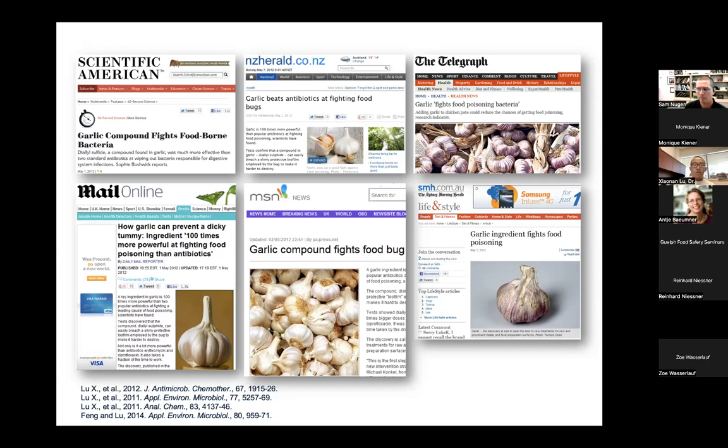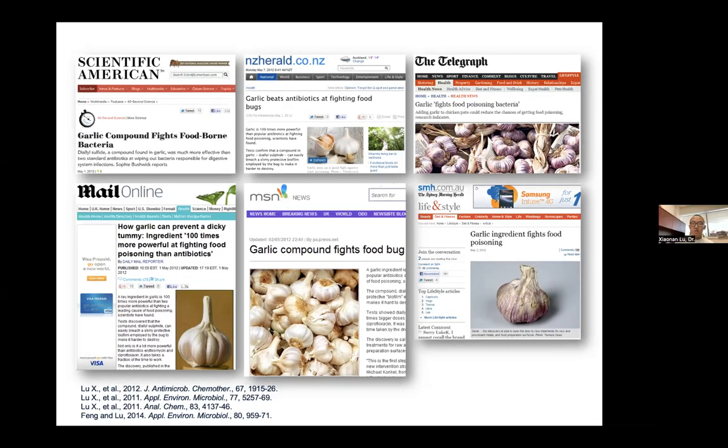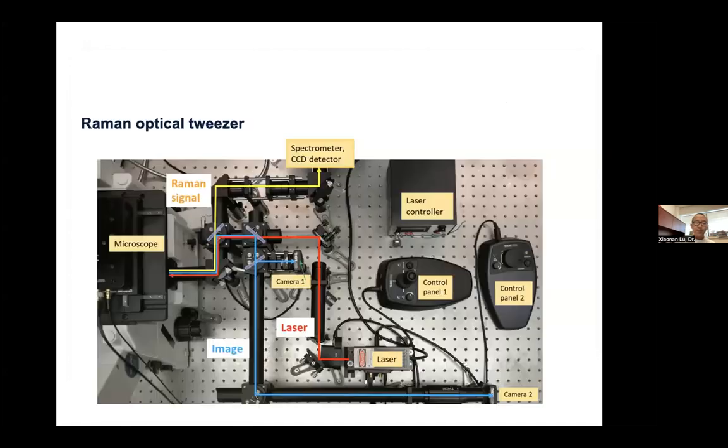And we've successfully used Raman to monitor the whole dynamics of how the sulfur-containing compounds penetrate through the bacterial cell membrane and combine with the thiol-containing enzymes inside the bacteria. This series of work received a lot of media attention, and we got a lot of interviews to talk about how garlic compounds can significantly inactivate the pathogenic bacteria compared to the conventional antibiotics that we used.